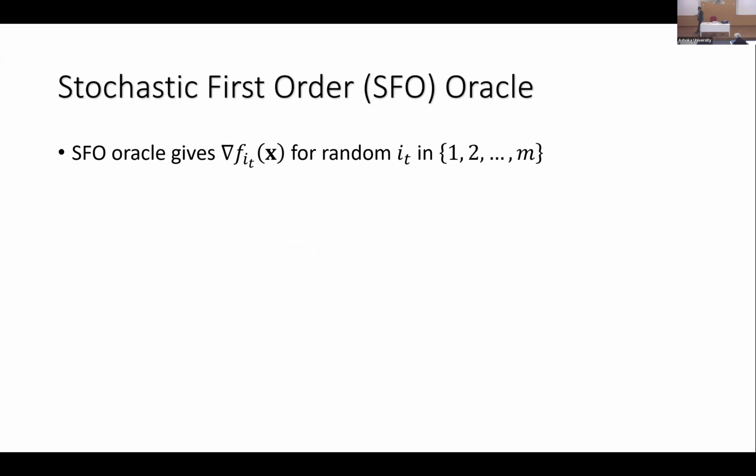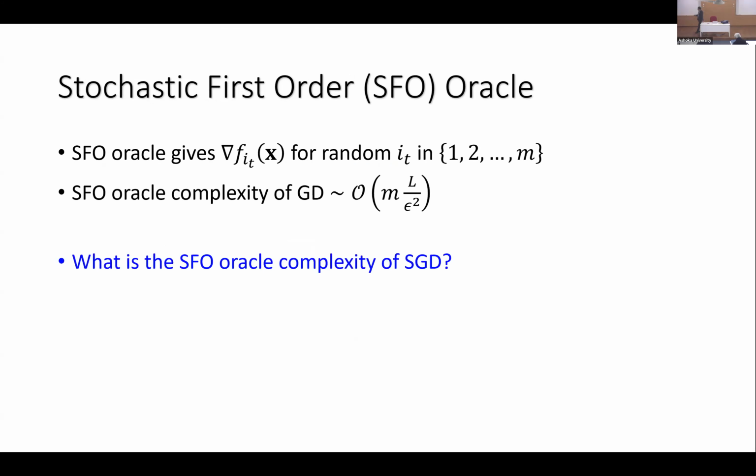So the SFO Oracle gives this, right, the stochastic gradient for one data point. And this is called the stochastic first order Oracle. And this complexity of gradient descent is mL by epsilon square.